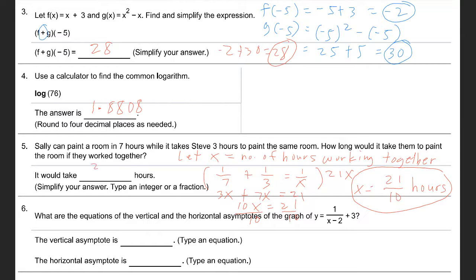21 over 10. You don't have to change that also into a mixed number. So just leave it there.